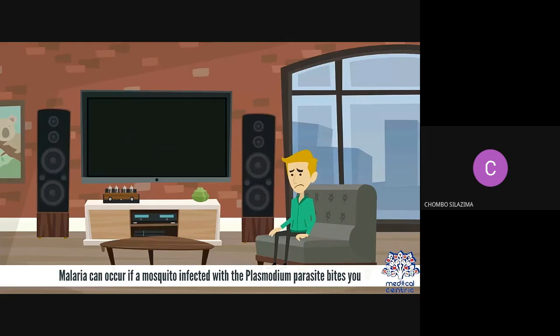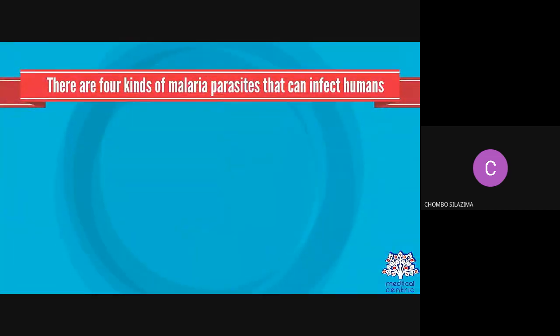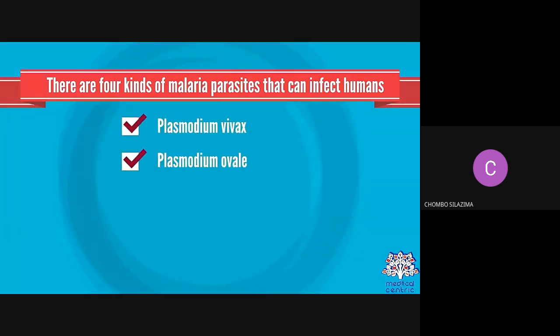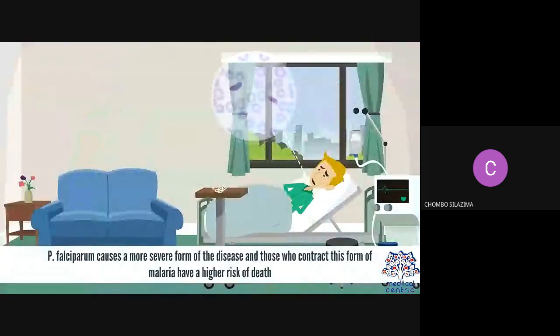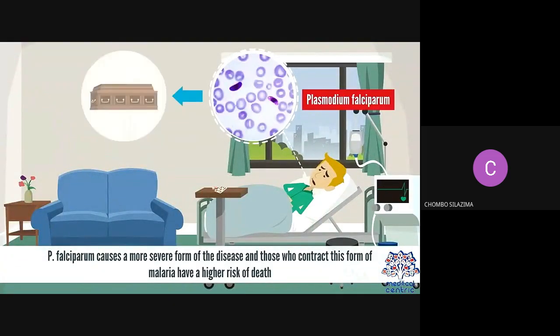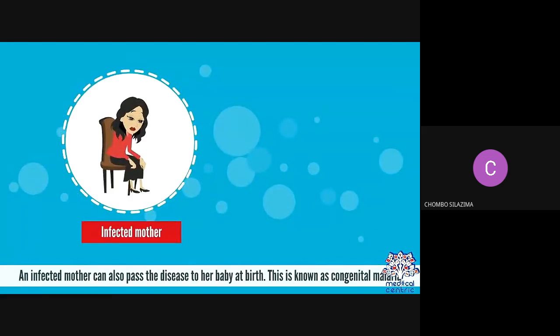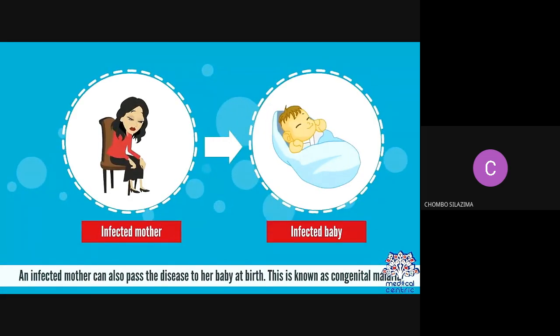There are 4 kinds of malaria parasites that can infect humans: Plasmodium vivax, Plasmodium ovale, Plasmodium malariae, and Plasmodium falciparum. Plasmodium falciparum causes the more severe form of the disease, and those who contract this form of malaria have a higher risk of death. An infected mother can also pass the disease to her baby at birth. This is known as congenital malaria.